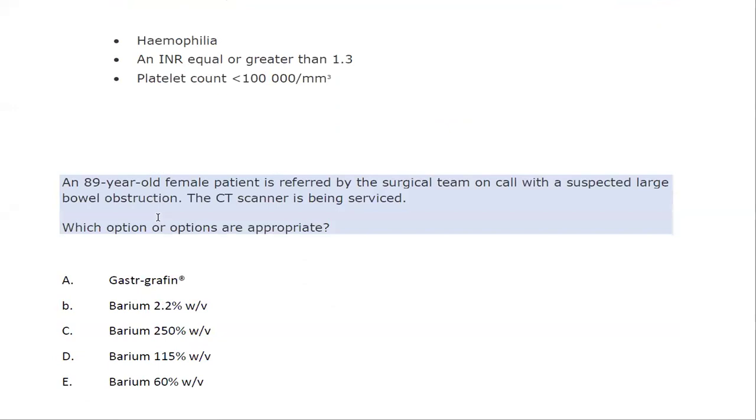So this is the first one. An 89-year-old female patient is referred by the surgical team on call with a suspected large bowel obstruction. The CT scanner is being serviced. So the CT is out of order and we will do a contrast study for the patient. So which options are appropriate for this patient? I think in the exam it will be one option.